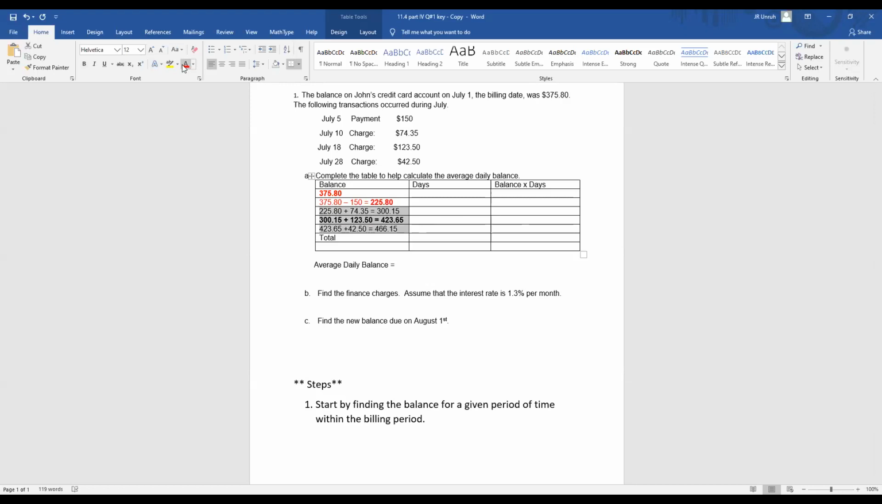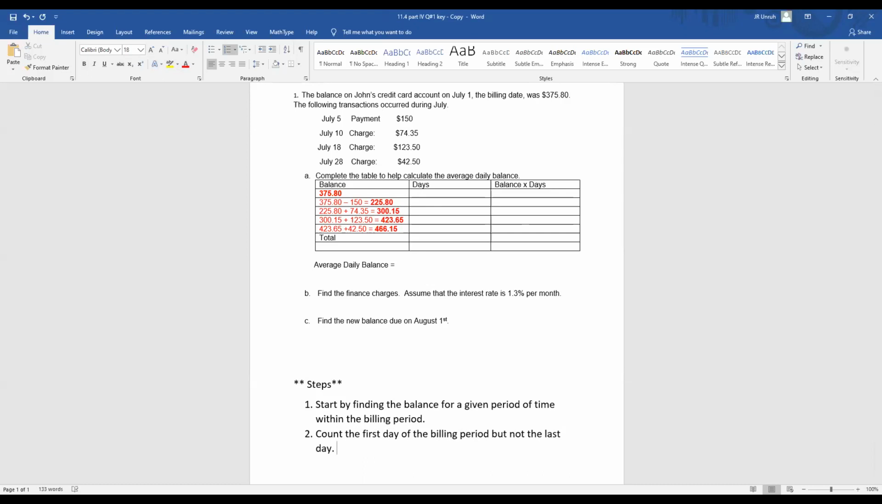So that's the first thing that we need to do. We need to actually look at what is the balance for a given period of time. Now, we need to go back and we need to say how many days was the balance at a given period of time. So our next step is we want to make sure that we count the first day of the billing period, but not the last day.